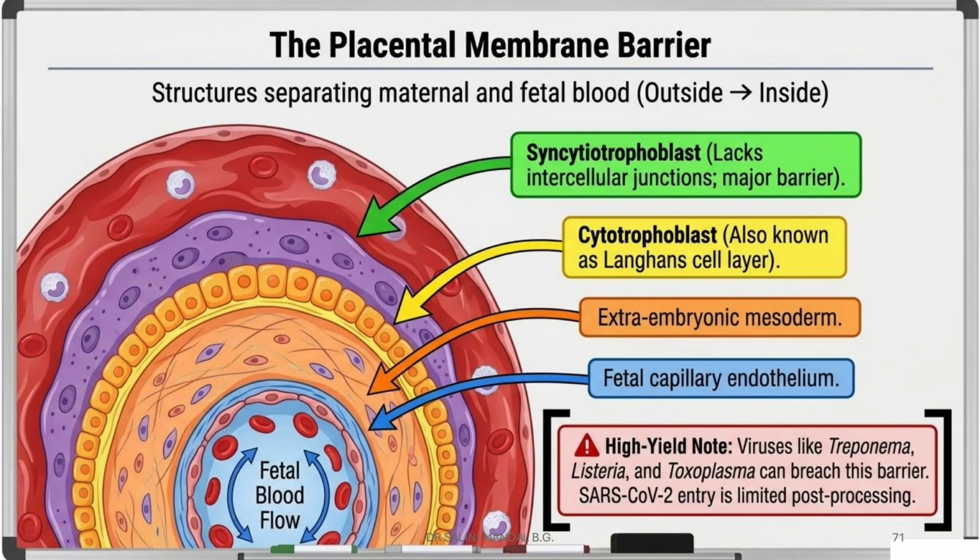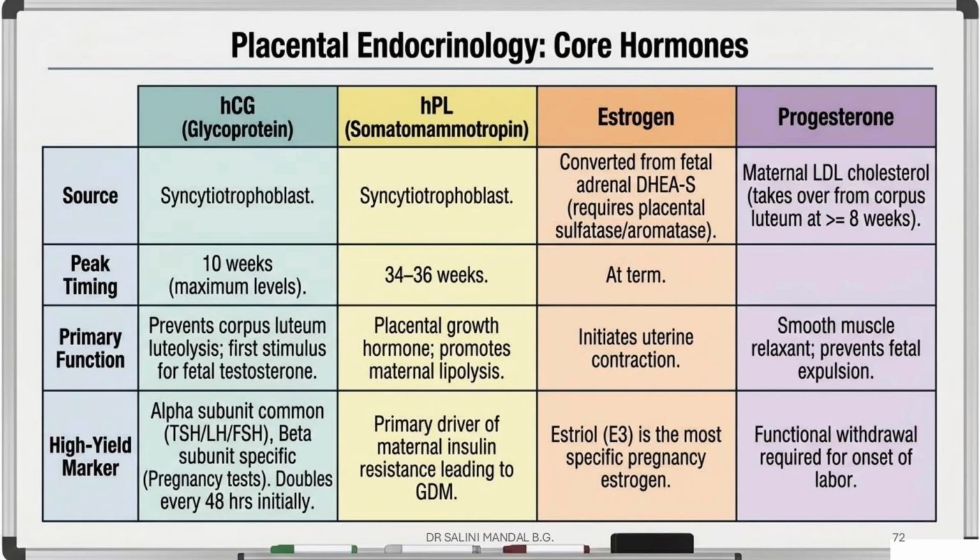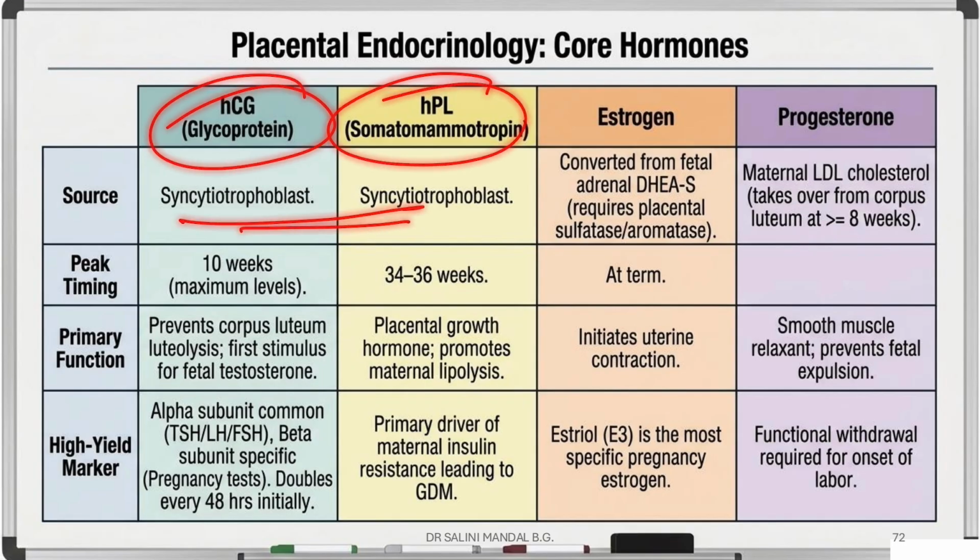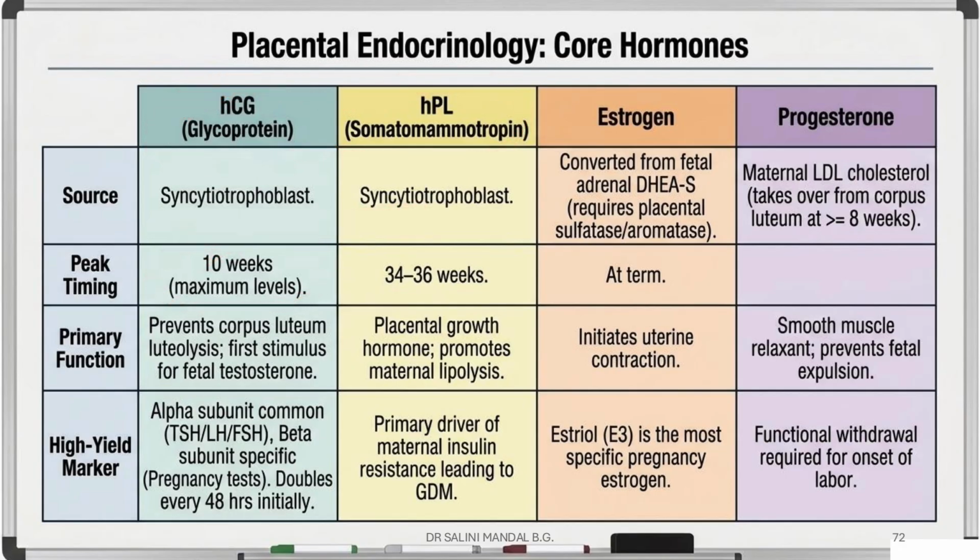Okay, next one, a little about the endocrinology. Next is about HCG. I think I've already mentioned the functions of it. But remember, the source of HCG is basically syncytial trophoblast. May it be the HPL, may it be the HCG, they both are from syncytial trophoblast. HCG peaks at 10 weeks, whereas HPL peaks at 34 to 36 weeks.